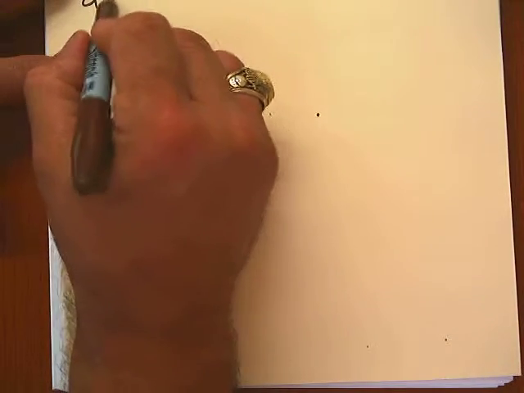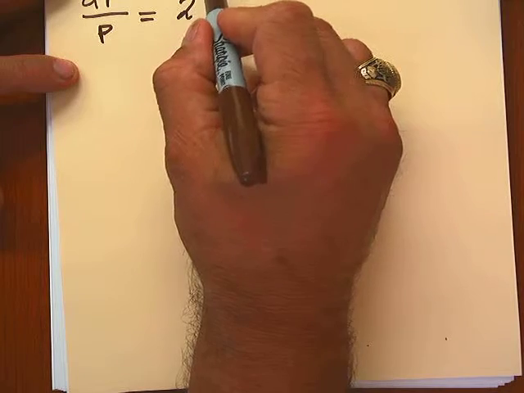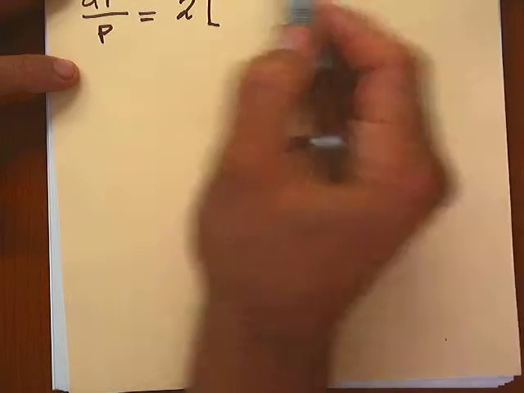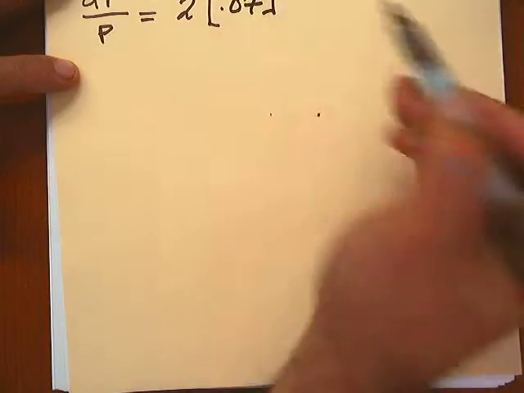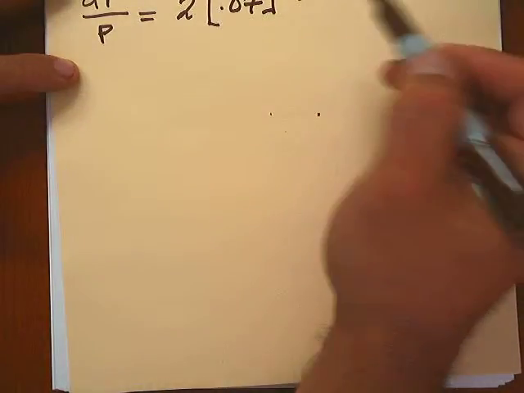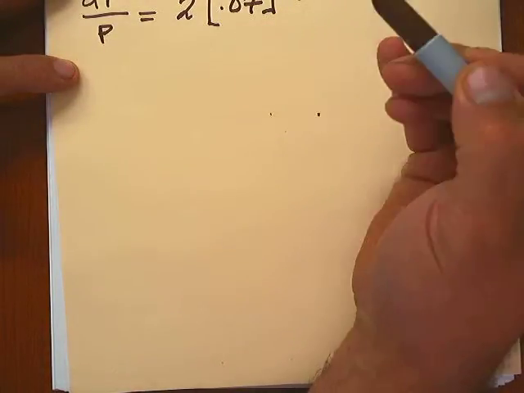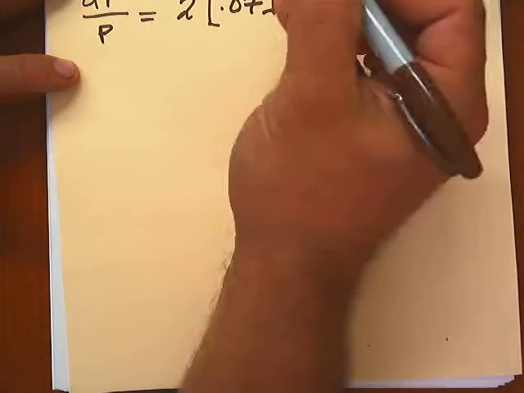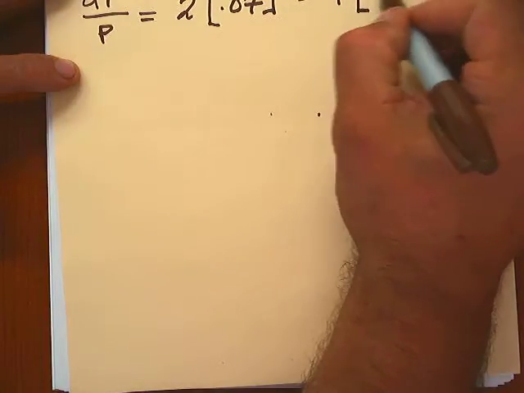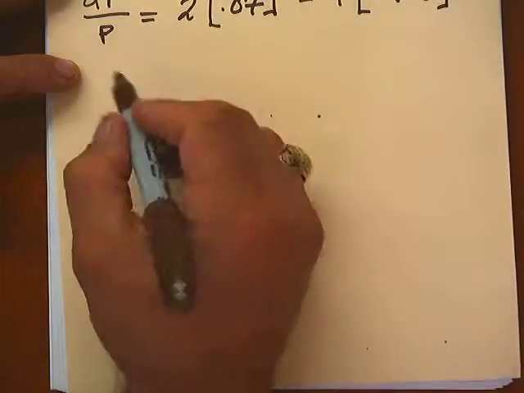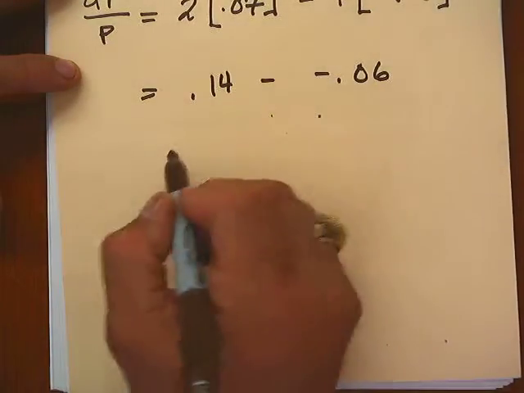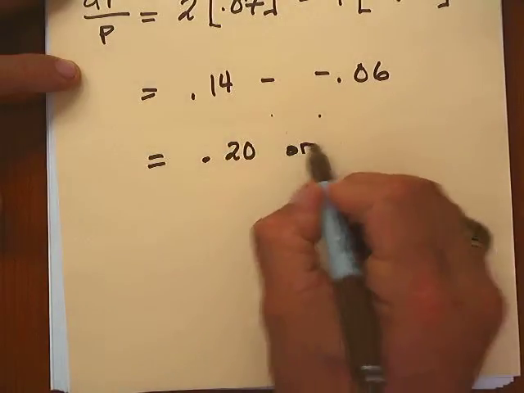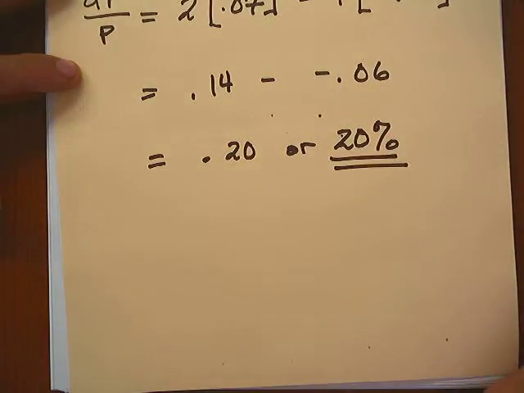So now it's just a matter of plugging and chugging. dP over P is equal to 2 times dE over E, which from the beginning of the problem is 0.07, so we plug that in there, minus, and we have to make it add because of the original formula to add the two together, so that would be negative 0.06, so that would be 1 times negative 0.06, and we have the final answer of 0.14 minus a negative 0.06, and if my math is correct, that comes out to be 0.20 or 20%. And I hope that helps.